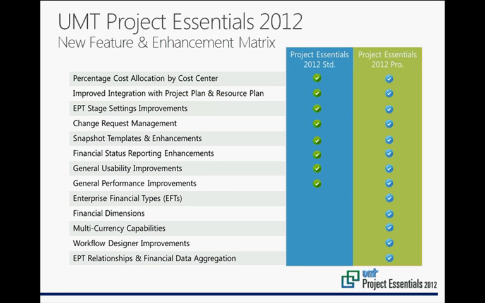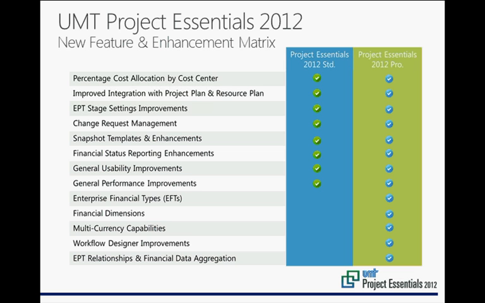So in the next release, we have the ability to break down costs on a percentage basis by cost centers. Today you have the ability to break down costs manually by cost centers, but in 2012 you'll be able to automatically break down costs on a percentage basis, and we'll take a look at that in the demonstration today. There's improved integration with the project plan and schedule and resource plan. Again, we'll look at the demonstration today of how we can automatically aggregate resource assignment costs from the resource plan. There's many improvements in how we establish the financial rules and controls at each workflow stage in the process.